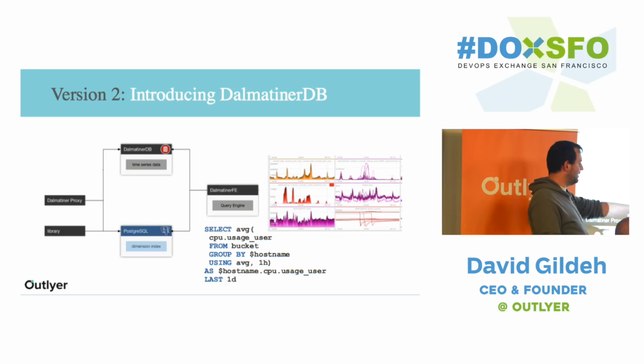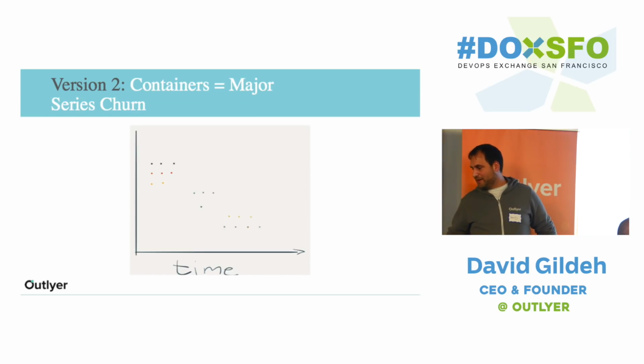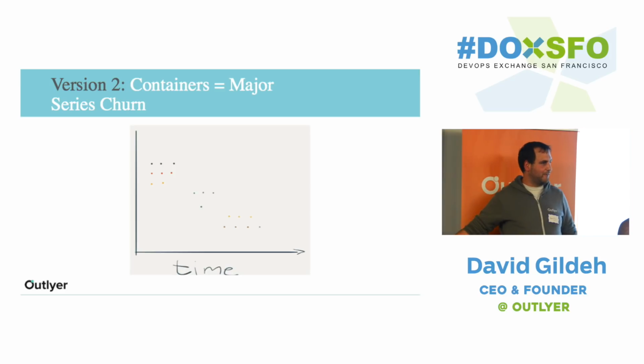And it worked pretty well. You can see some of the graphs from our old product. We were rendering 10,000 data points on a single screen, loading months' worth of data, and it was popping up pretty fast and working pretty well. That was until containers started becoming a big thing, which also happened around the end of 2015.